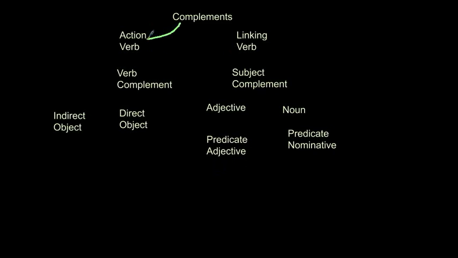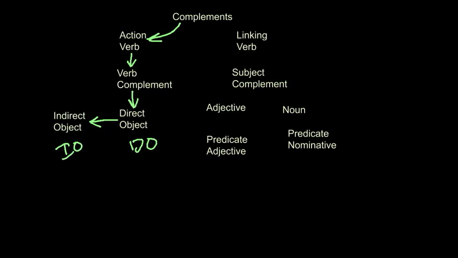So complements, you figure out it's an action verb, and then you know it's a verb complement. And once you know it's a verb complement, you're looking for that direct object. If there is an object that's answering the question to whom or for whom is getting that action, then you have as well an indirect object. So direct object, indirect object.